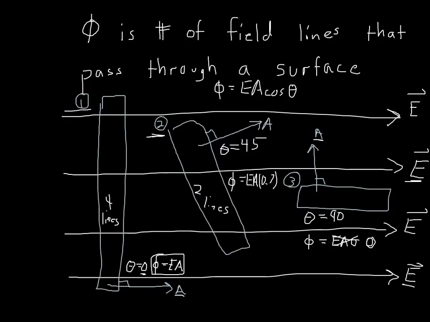As I rotate my little shape, so that less and less of it is inside of this electric field, so that fewer lines are passing through it, I get a smaller and smaller electric flux.